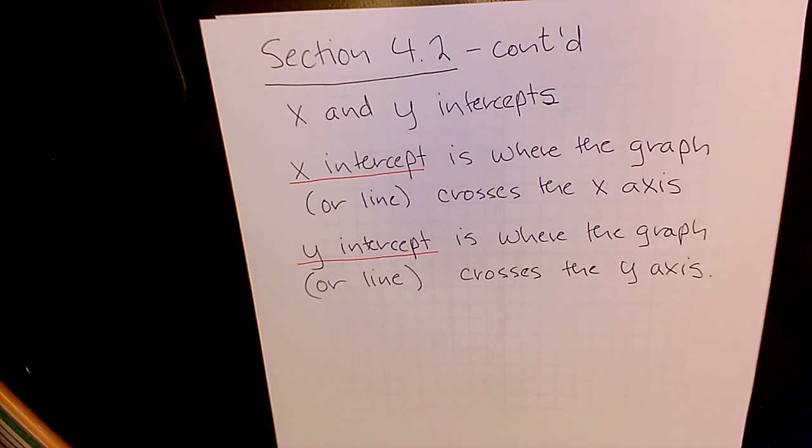Okay, we're back, Math 90. This is part 2 of section 4.2, and we're going to talk about x and y intercepts. So, x and y intercepts are two special points. Let me write that on there.